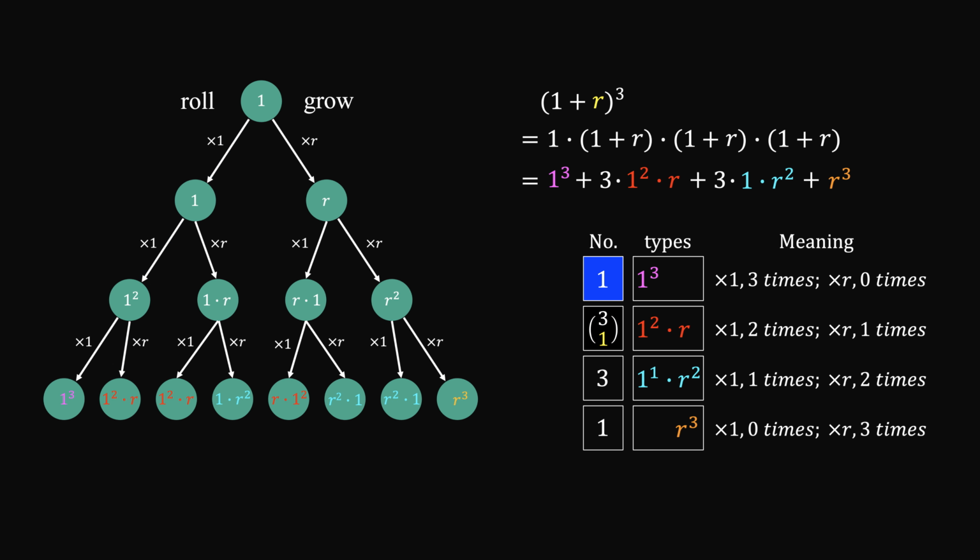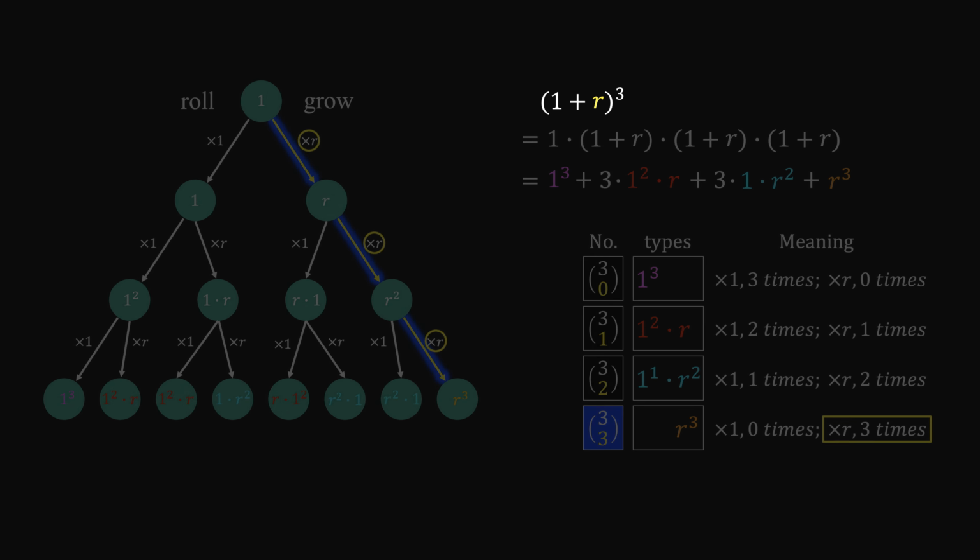But there is only one way to roll 3 times, grow 0 times. So the first coefficient means the number of ways to choose 0 intervals out of 3. And this is the number of choosing 2 out of 3. And the last one is the number of 3 out of 3.